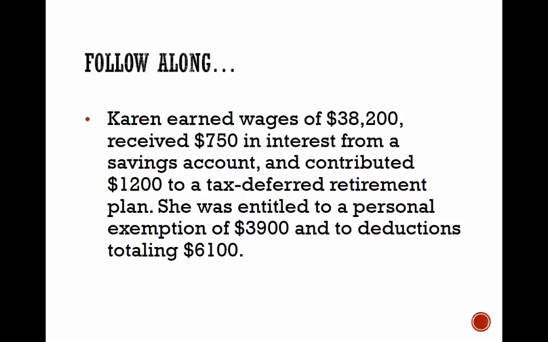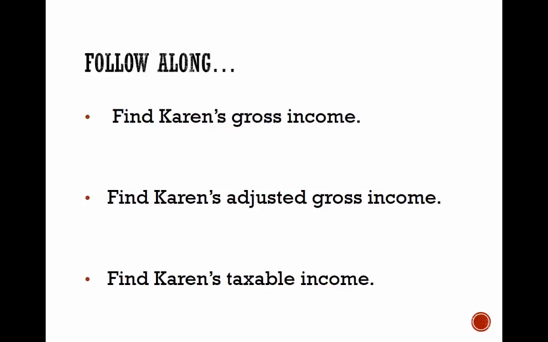Karen earned wages of $38,200, received $750 in interest from a savings account, and contributed $1,200 to a tax-deferred retirement plan. She was entitled to a personal exemption of $3,900 and to deductions totaling $6,100. Let's find her gross income, her adjusted gross income, and her taxable income.